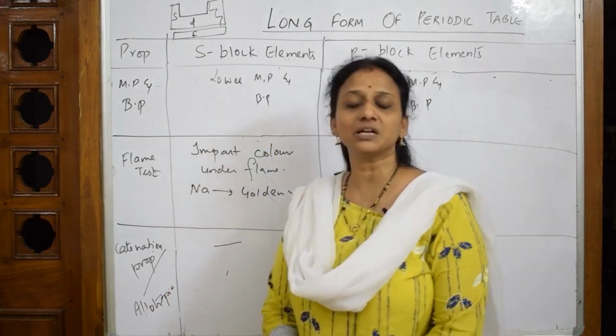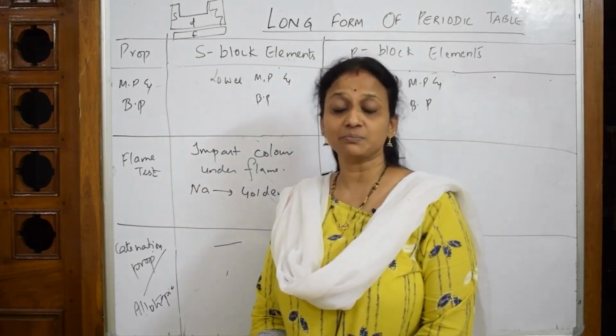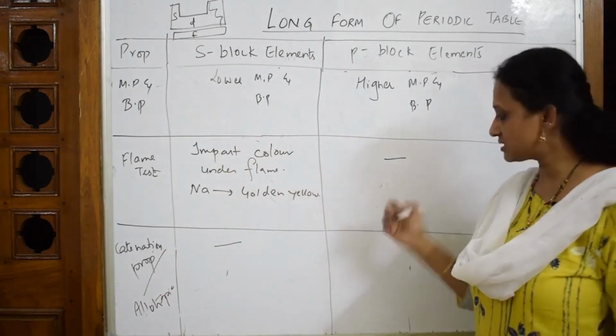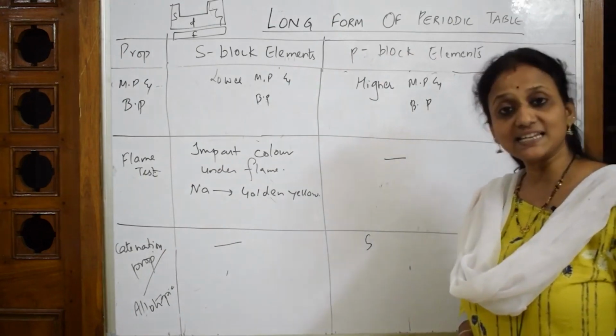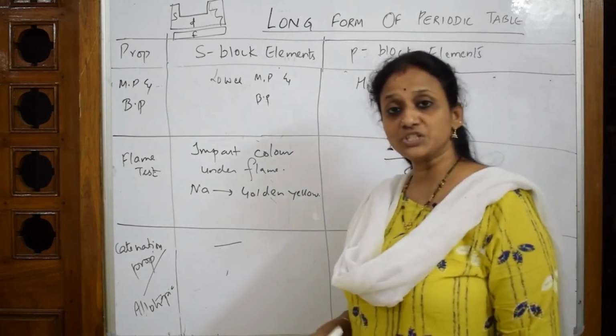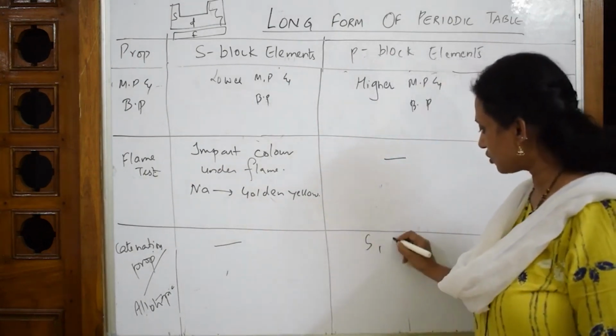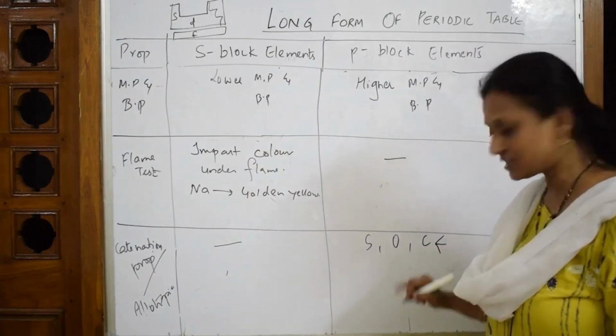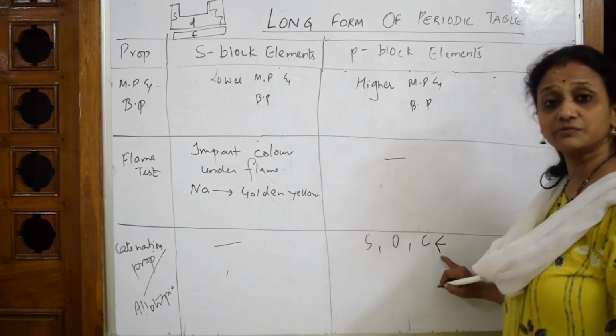For example, carbon allotropes are diamond, graphite, Buckminster fullerene, isn't it? So the catenation property is observed in P block elements, like sulfur, which will show S8 linkage, chair form, crown shape, isn't it? Right. Then we have oxygen, then we have carbon, which exists in three allotropes. Just now I said diamond, graphite, and Buckminster fullerene.